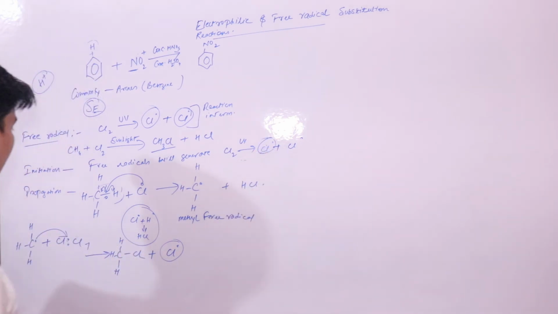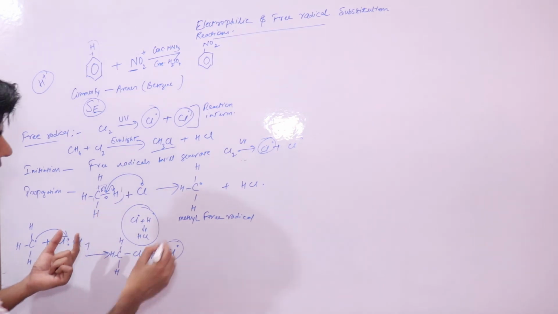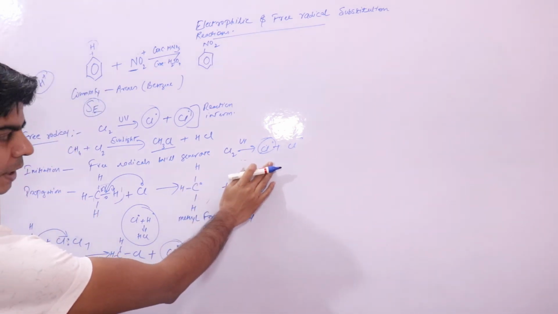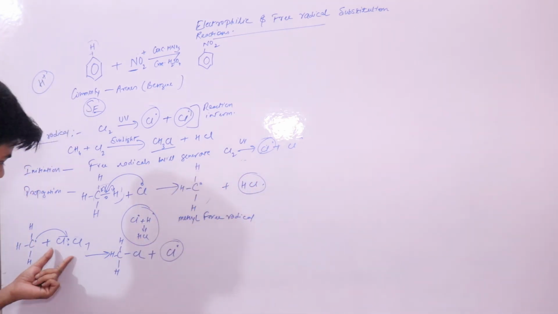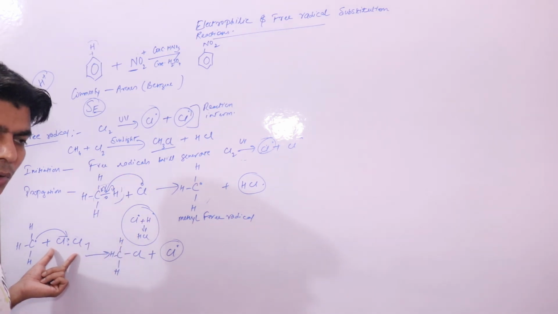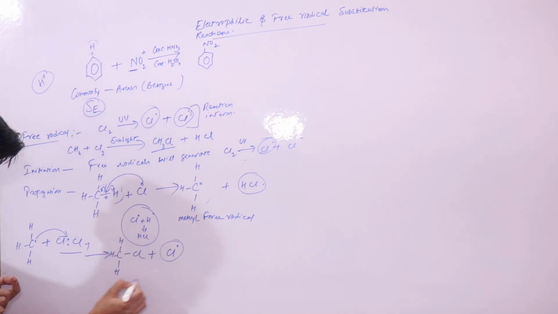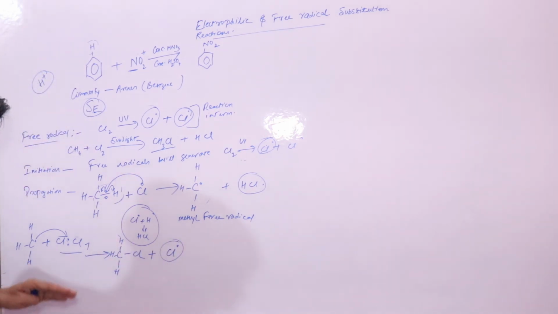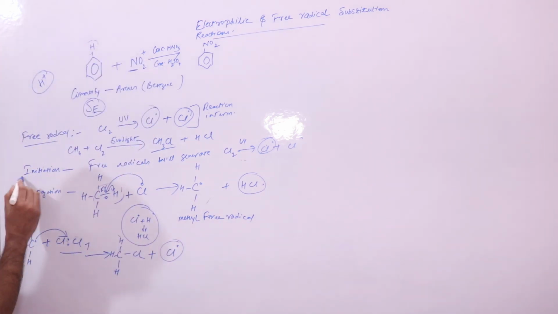One was used to attack the methane molecule in the propagation step, where it formed methyl free radical and HCl. Now this methyl free radical will attack another chlorine molecule to form methyl chloride and a chlorine free radical. Now we would be looking into the termination step. We are proceeding towards the third step, which is your termination step.